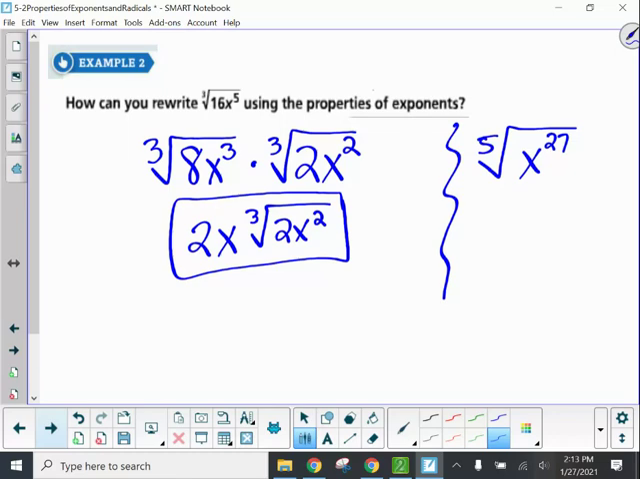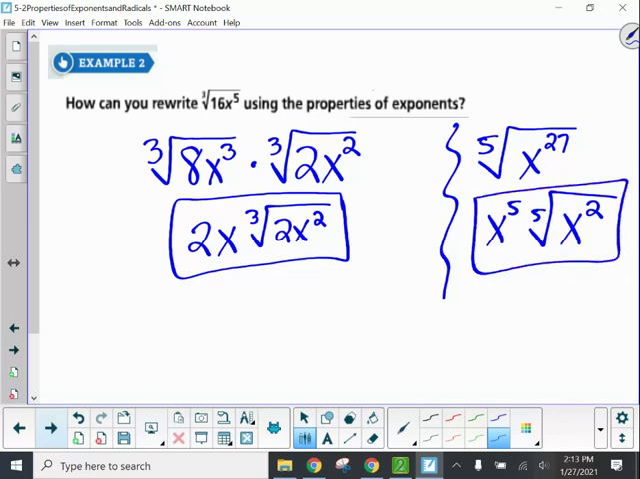Well, 5 goes into 27 5 times. That gives you 25. The leftover amount, 27 minus 25, is 2. And that's how you would simplify that type of question. See how many times the index goes into whatever's on the inside, and then whatever the remainder is, that is the exponent that still stays on the inside.